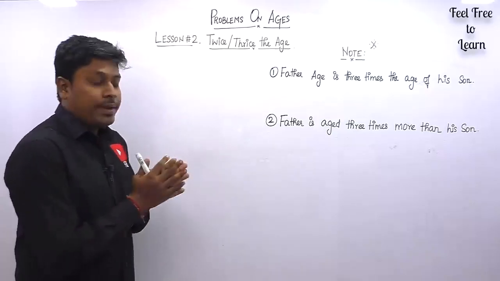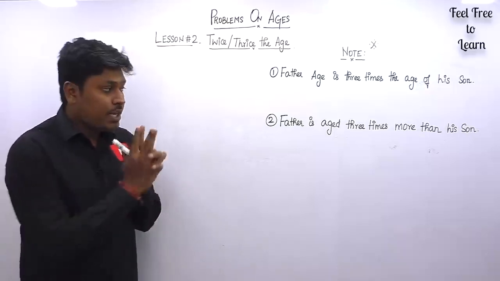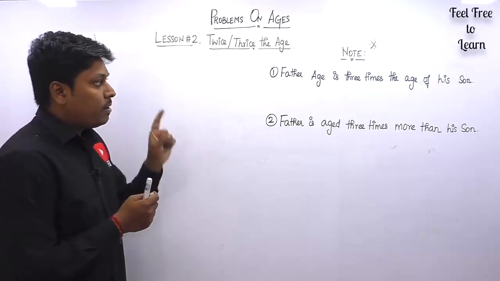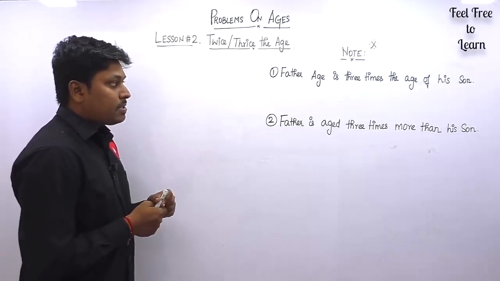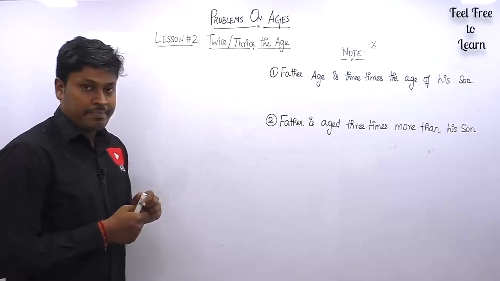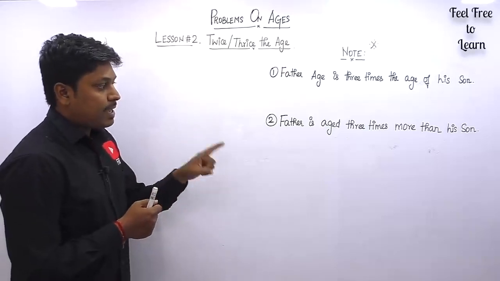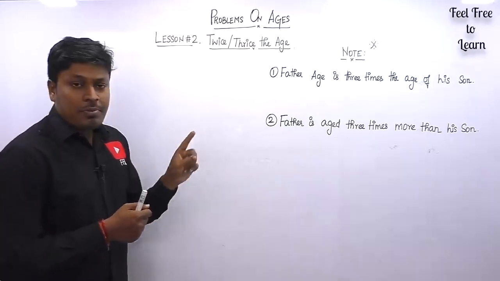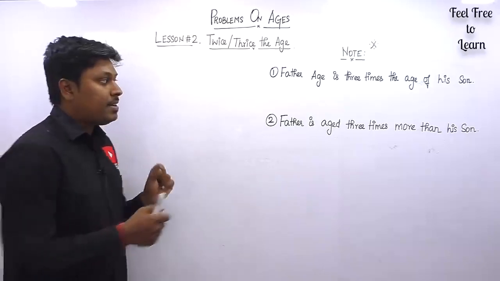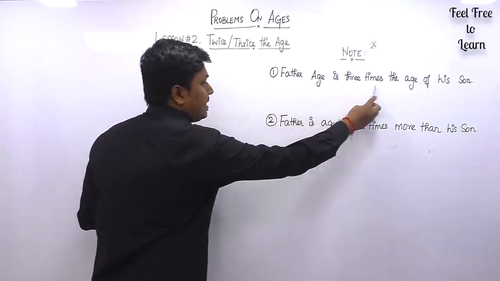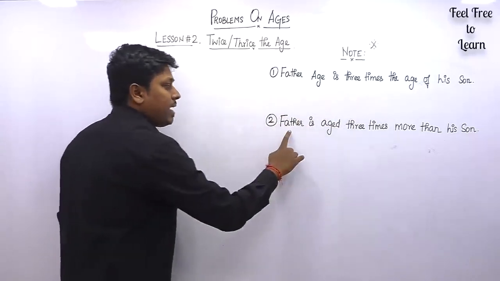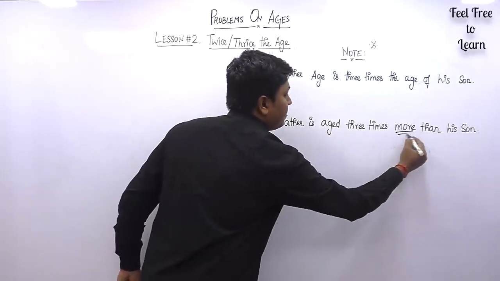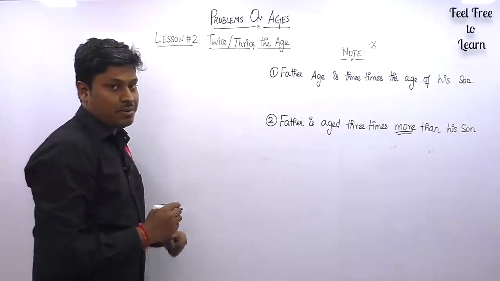Before solving the 12 questions, there are 2 very important notes where most of the students make a mistake. Just read the 2 points. Point number 1, father's age is 3 times the age of his son, and the second point, father is aged 3 times more than his son. When you look at both the points, there is a small difference. In the first point, father's age is 3 times. Similarly, in the second point, we have father's age is 3 times. But listen to the word carefully. Here we have the word more, which plays a major role.